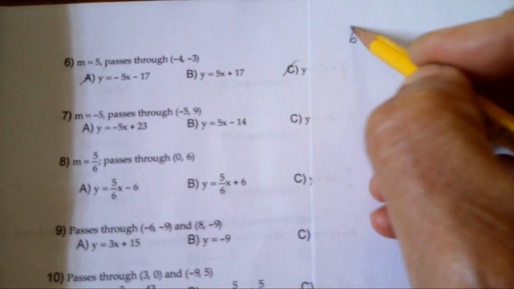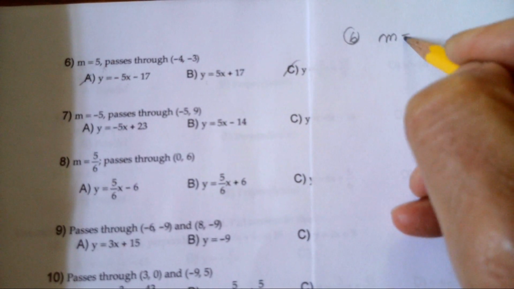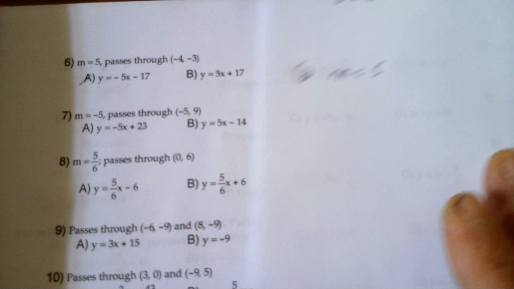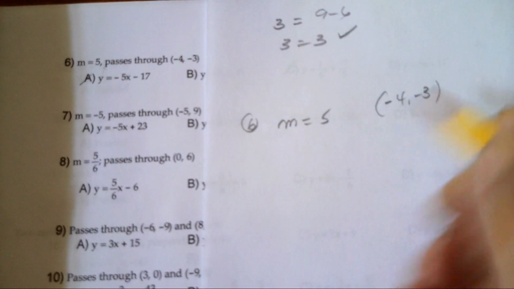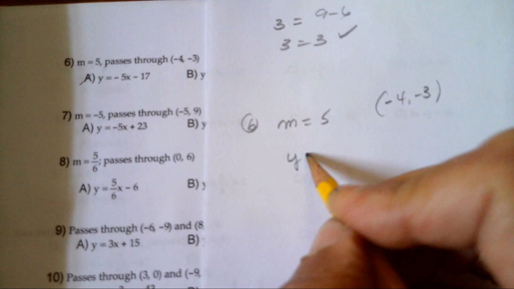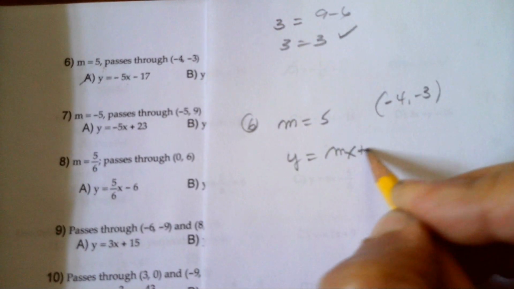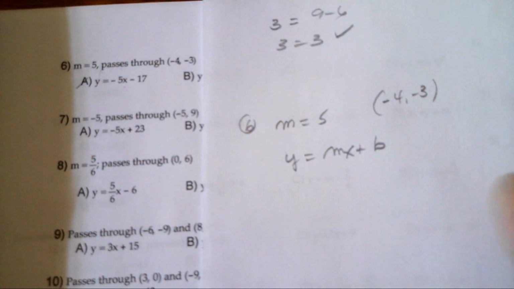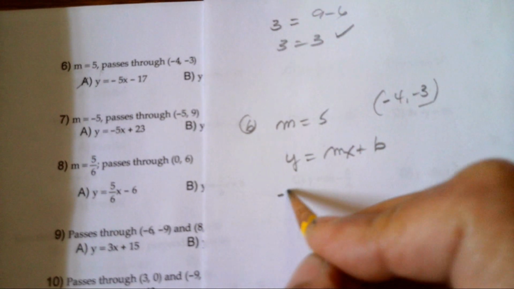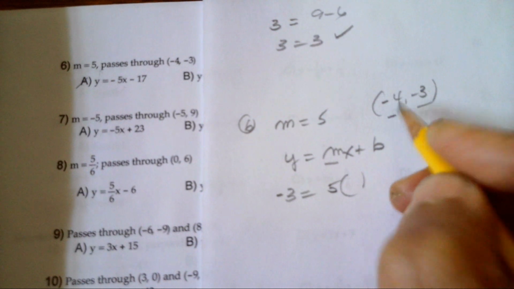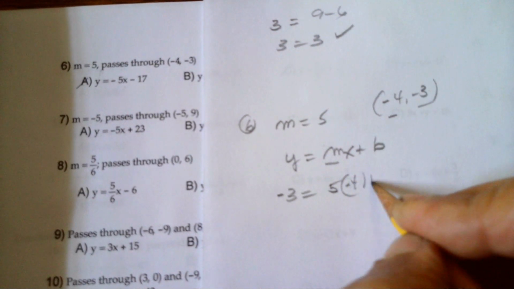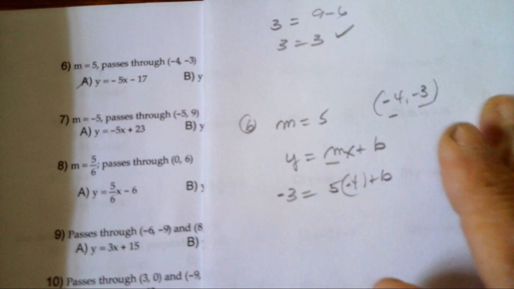Let me copy this down. This is number 6. Slope is 5. Y passes through the point -4, -3. So y equals mx plus b. Funny looking m's. Minus 3 equals the slope, which is 5, times the x value, which is minus 4, plus b.